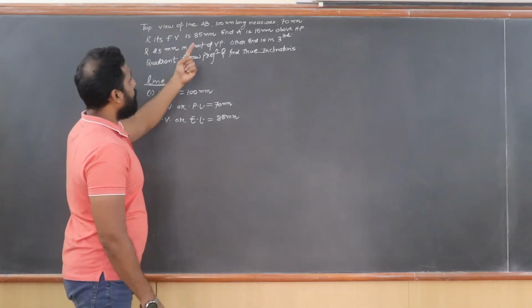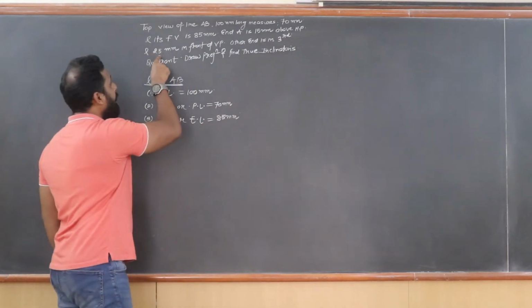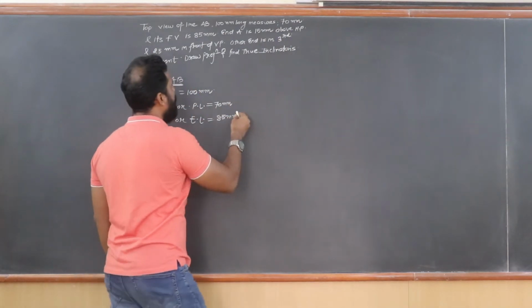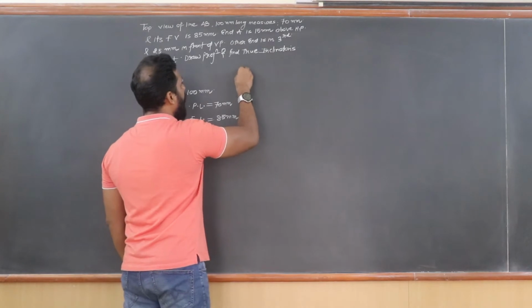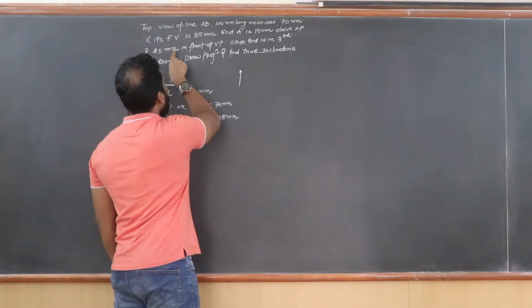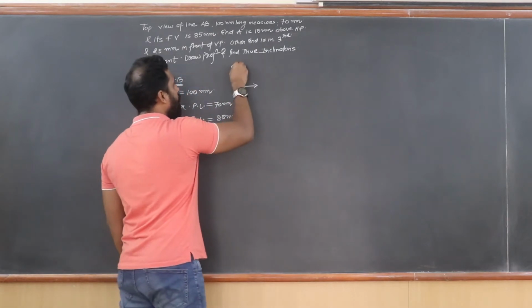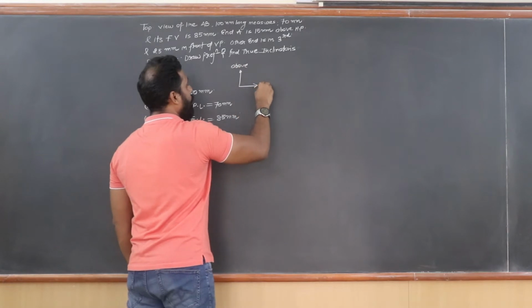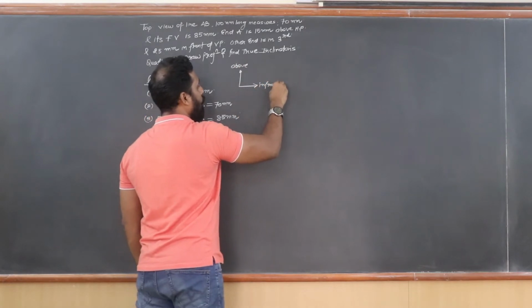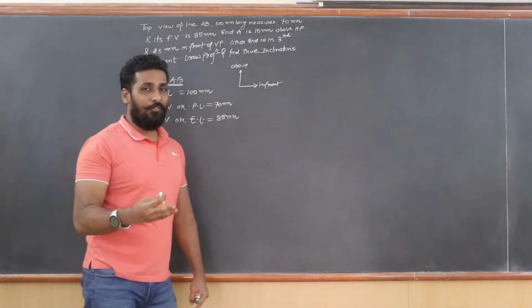Further he is telling, end A is 15 mm above HP and 25 mm in front of the VP. So 15 mm above HP, so above, put the sign. 25 mm in front of the VP, so that's in front. So above and in front, that becomes the first quadrant. So from here you can easily rectify that point A lies in the first quadrant.